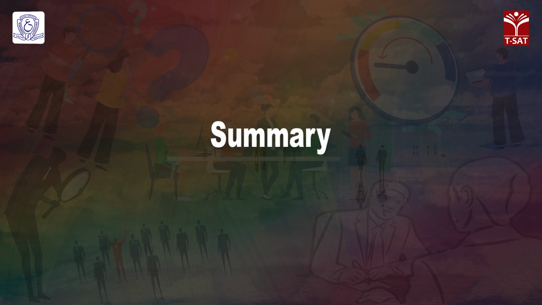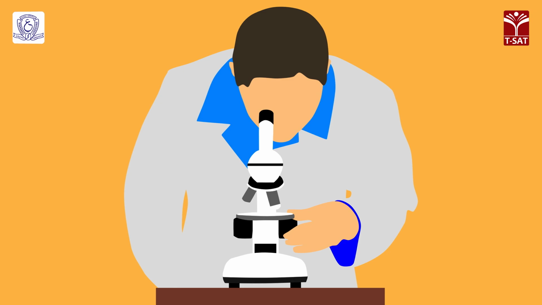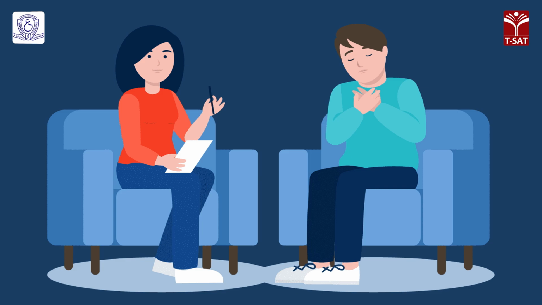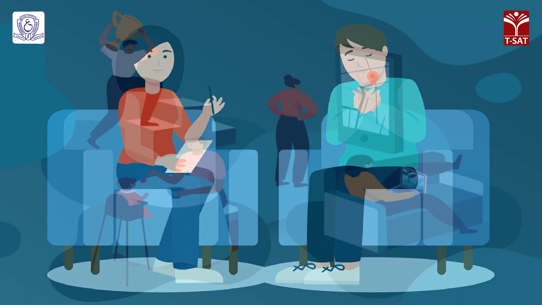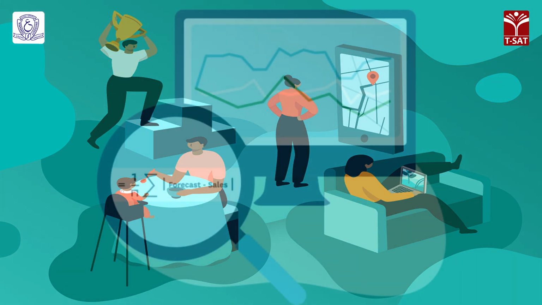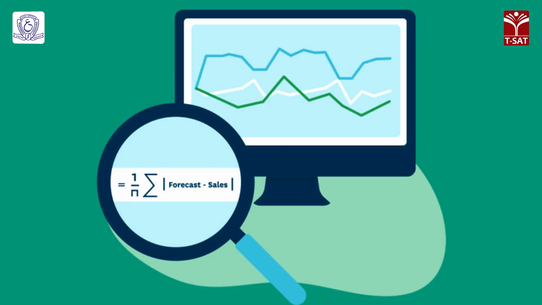Now, let us summarize the main points of this session. Scientific research is often classified as being either basic or applied. Basic research in psychology is conducted primarily for the sake of achieving a more detailed and accurate understanding of human behavior. Applied research is conducted primarily to address some practical problem.